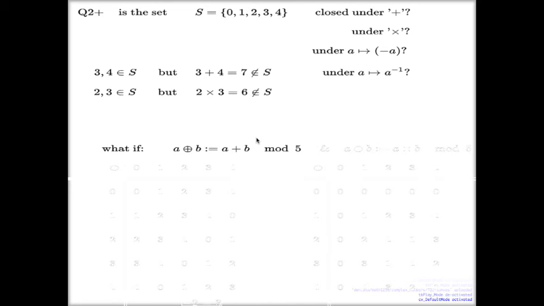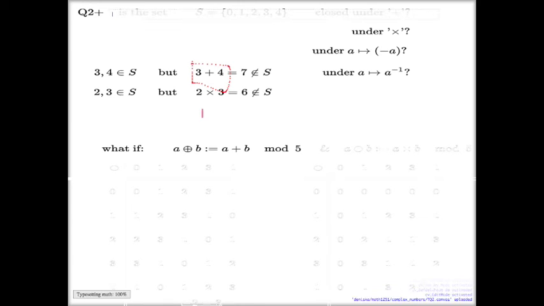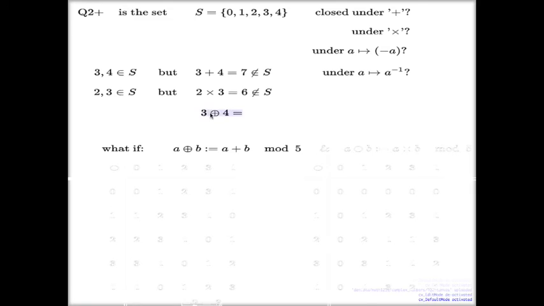For instance, if you look back at this example, if I need to compute 3 O plus 4, what will that be? First I do 3 plus 4 as usual, which is 7. We all know that, right? No objections to 7 right now? But then I have to take the remainder with respect to 5. What's the remainder of 7 with respect to 5?